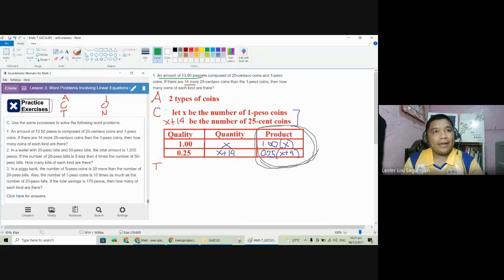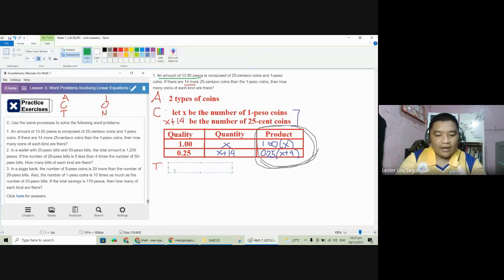So if you talk about amount, if you talk about total, it simply states that if we add up the result per type of coin and how many there are, it must result to 13.50 pesos. Or the correct translation for this is in this form.